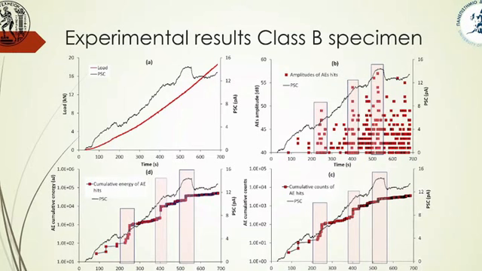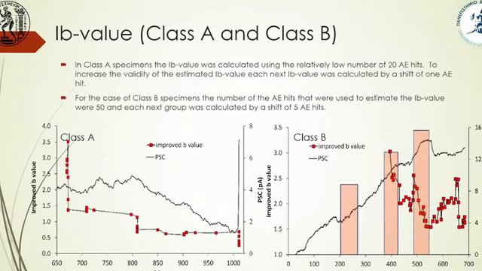Note that whenever the PSC signal exhibits a peak, let's say a peak, we also observe some high amplitude acoustic emissions. Moving on, now I present you the comparison between the improved b-value and the PSC for each specimen class.